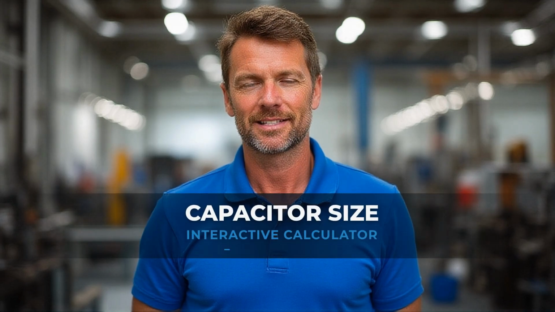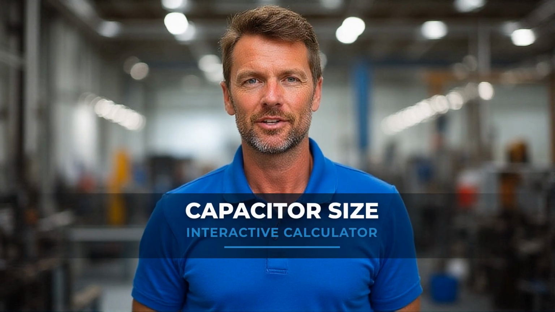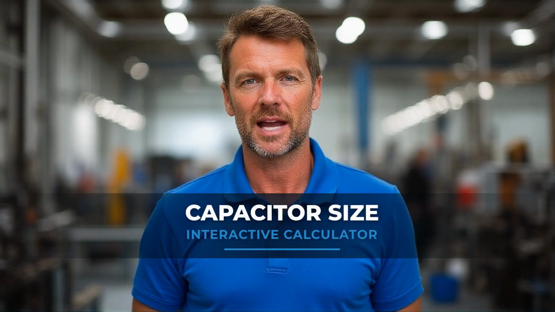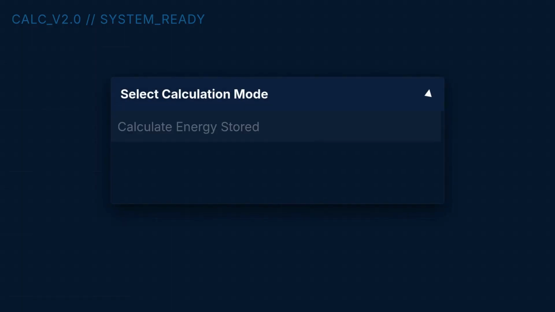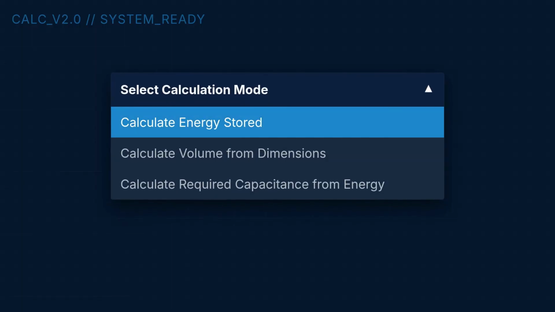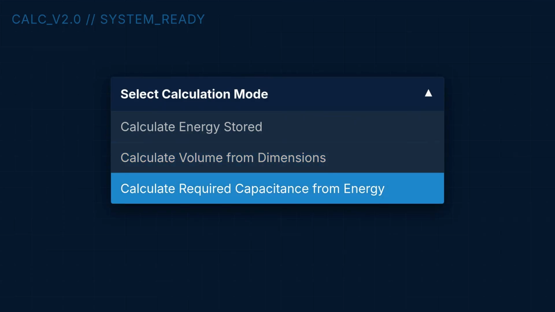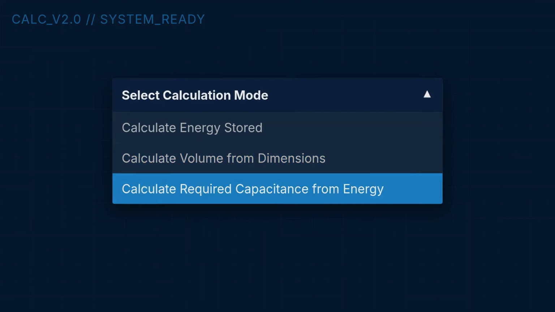The Capacitor Size Interactive Calculator helps engineers determine energy storage parameters and electrical characteristics for capacitor selection. This calculator offers 6 calculation modes through a drop-down menu. Calculate energy stored. Calculate volume from dimensions. Calculate required capacitance from energy.